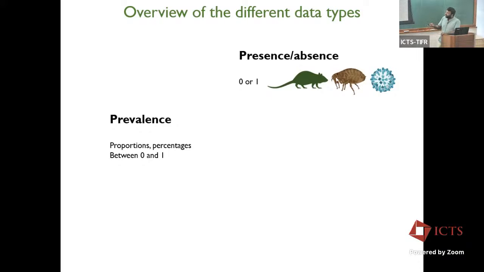Prevalence data is sometimes more relevant when you're doing experiments. It's something I'll come to later. When you start off with a starting set of organisms, maybe 10, and then you see how many actually have that pathogen.